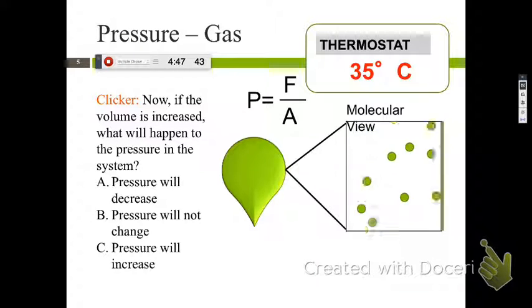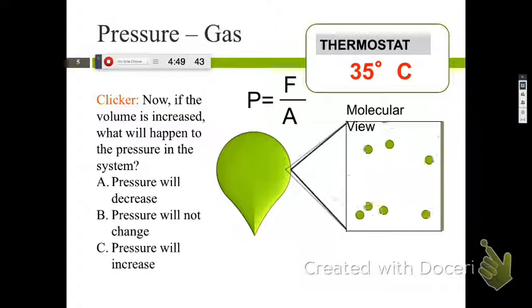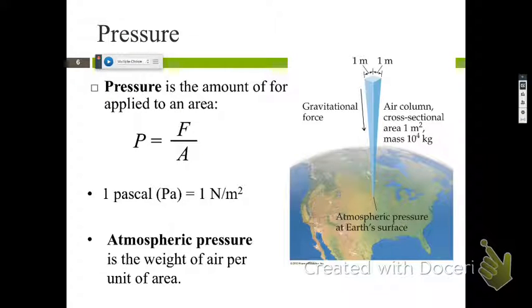So if we expand the volume, I think I have a little animation to do that, right? So now those molecules are moving the same speed because it's still the same temperature, but now there's further to go between hitting the walls, and the wall surface area is bigger, so you're going to have less force in each area, which means less pressure.